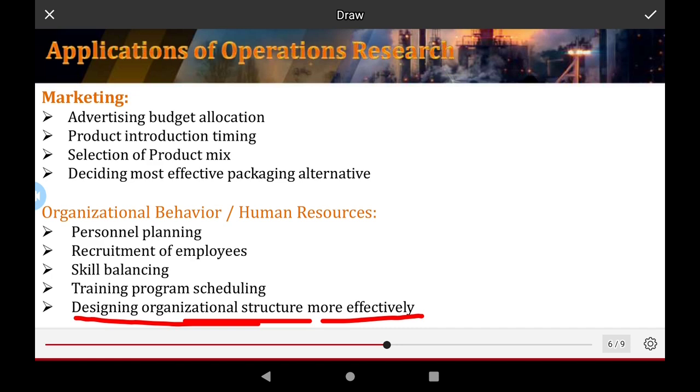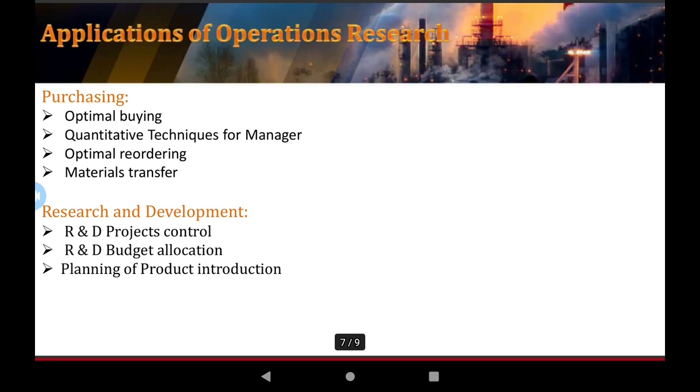Operation research is the most important in the context of the parameters, and we discuss making some of the structures for many of the organizations. The application of operation research continues.